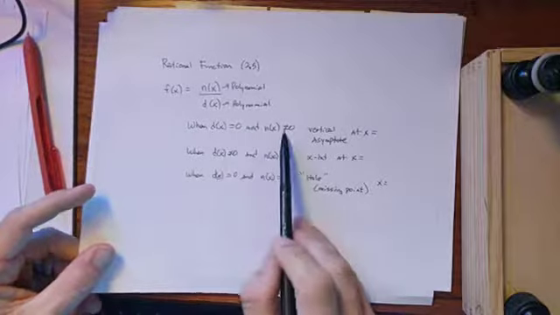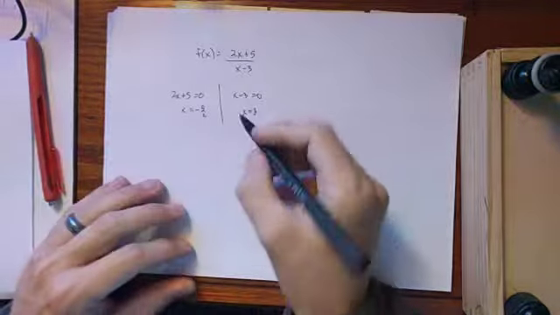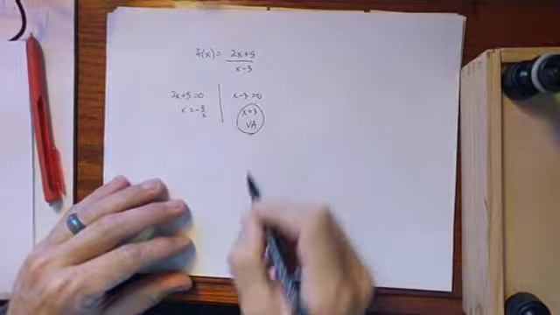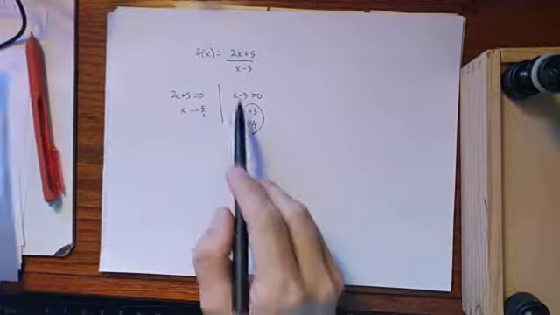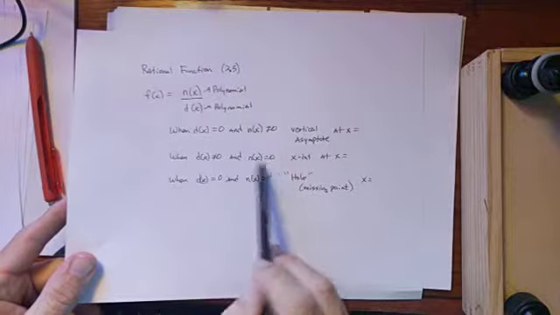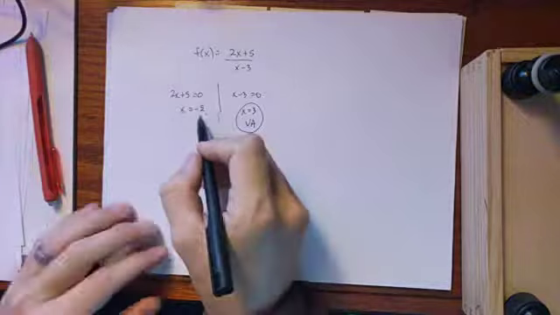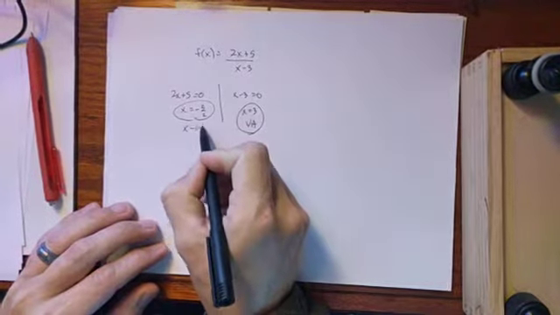So when the bottom's 0 and the top isn't, this is a vertical asymptote. I'll just abbreviate it VA. All right, when the top is 0 but the bottom isn't, we get an x-intercept. So this is an x-intercept.